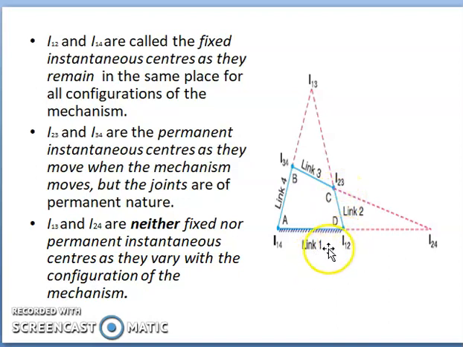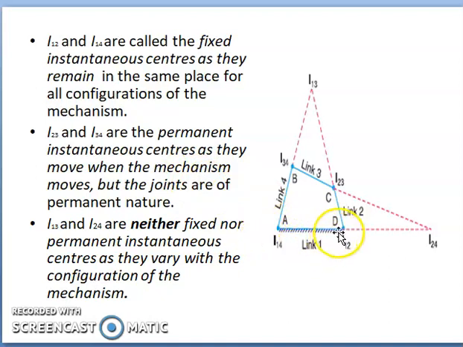Here it is joining links 1 and 2, so I am giving the number I12. Here it is joining 3 and 4, so I am giving the number I34. So you can see these 4 are either fixed instantaneous centers or permanent instantaneous centers.